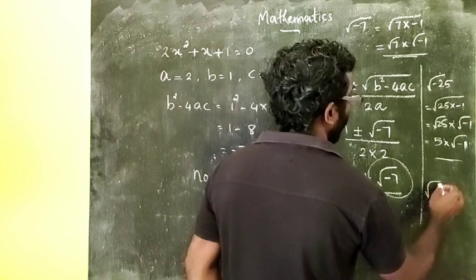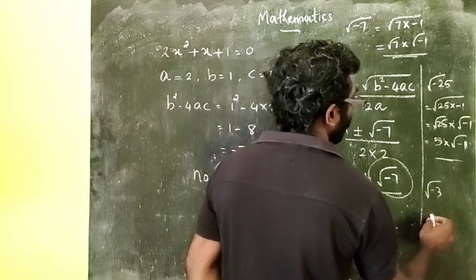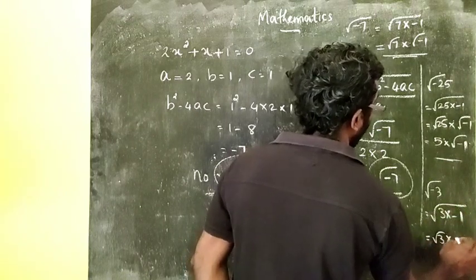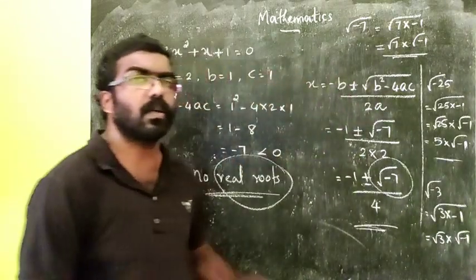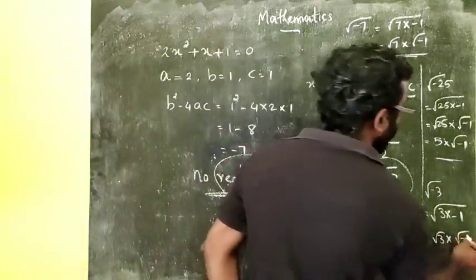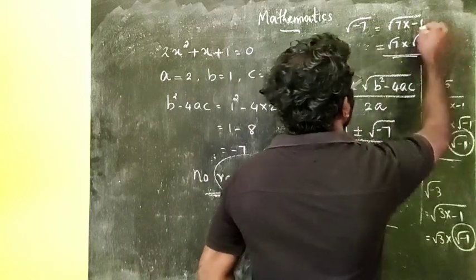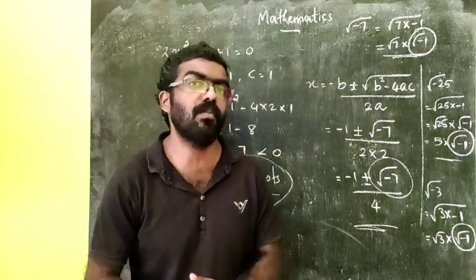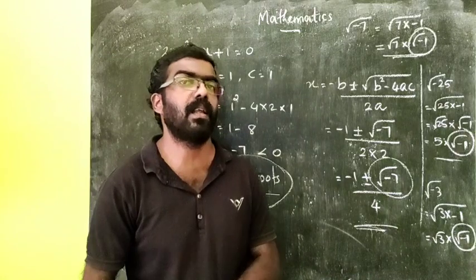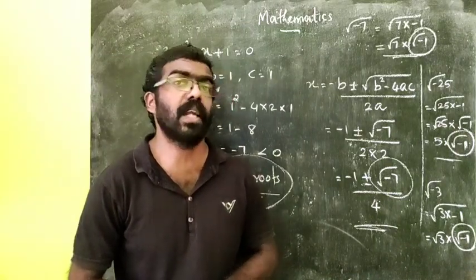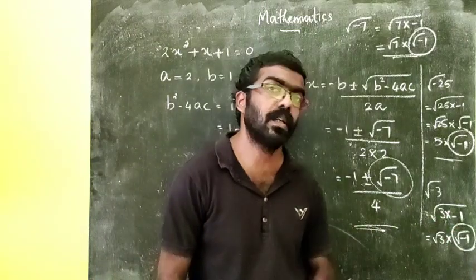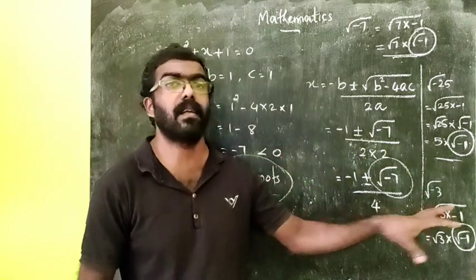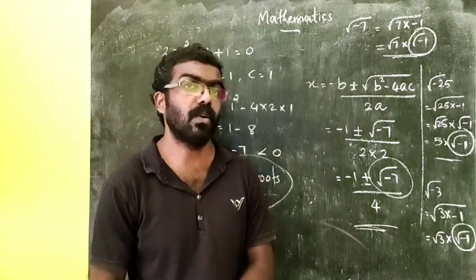And if it is root of minus 3, this can be written as root of 3 into minus 1, which is equal to root 3 into root of minus 1. So the problem is, we should know the value of root minus 1. Then only we can solve the equation. In the set of real numbers, we can't find the solution of root minus 1. There is no real number satisfying x equal to root minus 1. There is no real value.